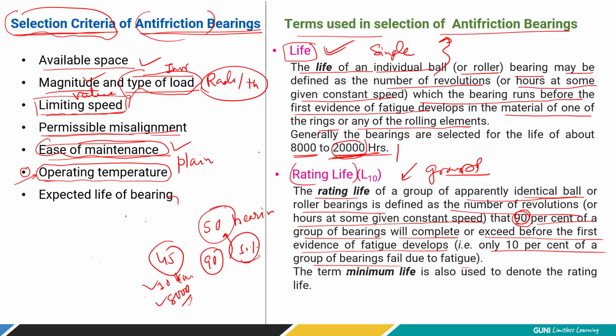This is also referred to as minimum life; the term is also used to denote the rating life, right? Sometimes in design books it is written as L10. So 10 means 10% is allowed to fail, but 90% of the bearings of that group must meet the life requirement. They must complete the number of revolutions or the hours of service at constant speed.